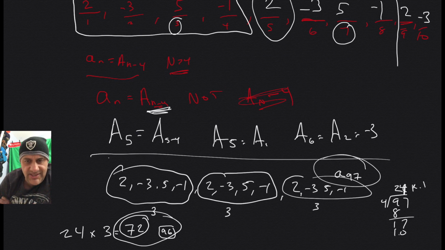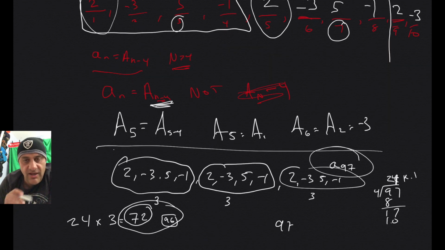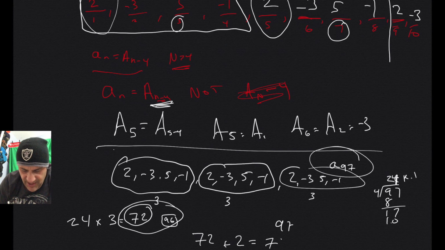But we want the sum of the first 97 terms. The 97th term would be a 2, because the 97th term would be the first term of when the sequence repeats. So the sum of 96 terms is 72, and then the 97th term is 2. So the sum of the first 97 terms is 74.